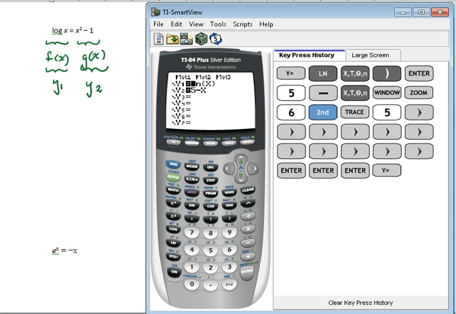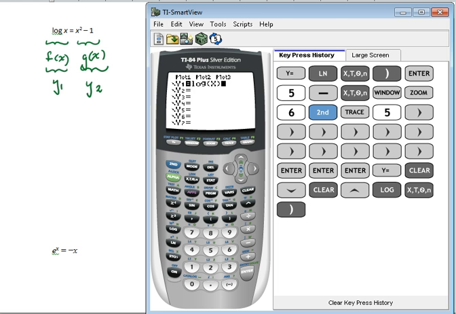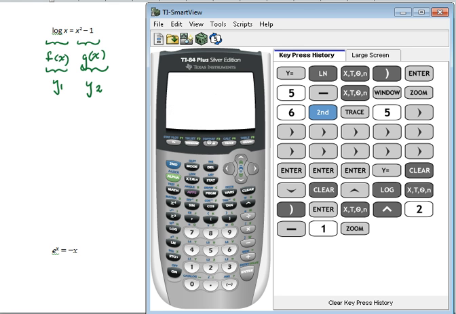So I'll go back to y equals. I'll go clear, down, clear, move back up, enter log x, close the parentheses, hit enter, hit x caret 2 minus 1, and again go to zoom standard, zoom 6.